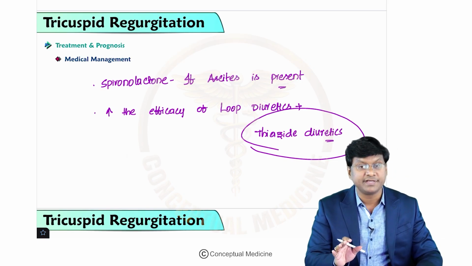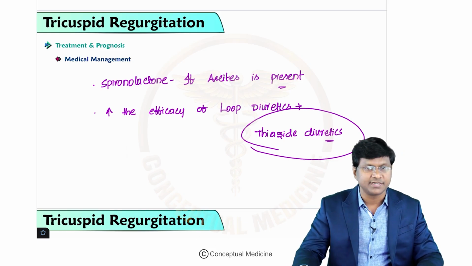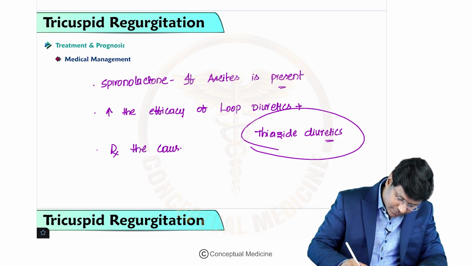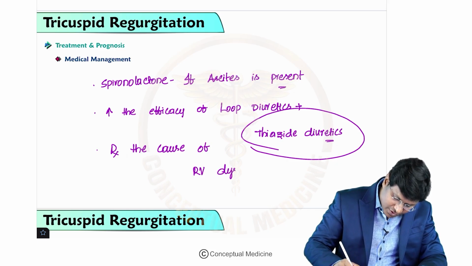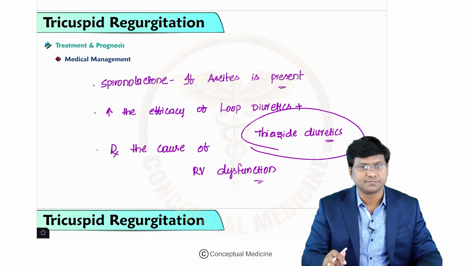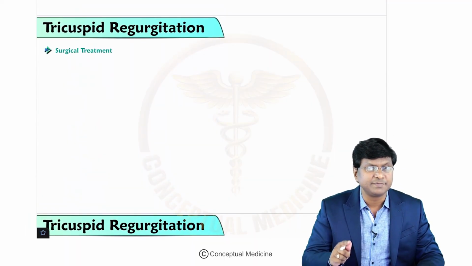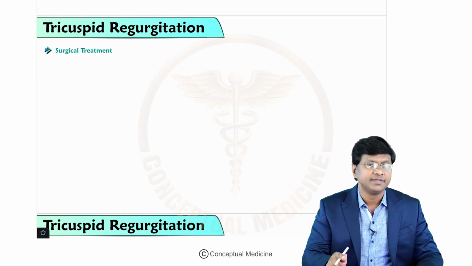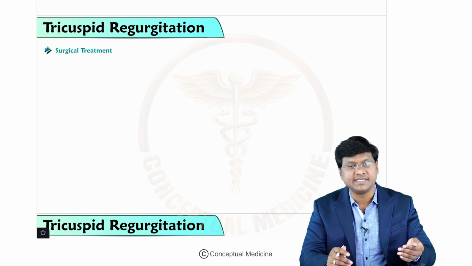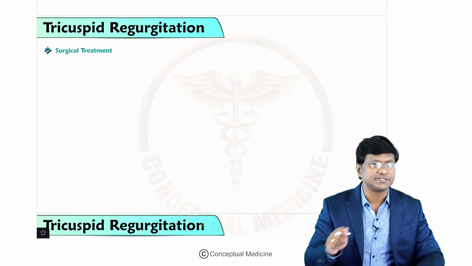Most tricuspid regurgitation is secondary. Definitive treatment usually requires elimination of the cause of the right ventricular dysfunction. So you need to treat the cause of right ventricular dysfunction, because it is the right ventricular dilatation which is causing tricuspid regurgitation. Surgical valve replacement in secondary tricuspid regurgitation is rarely, if ever, indicated until the cause of right ventricular dysfunction is resolved. If the problem is left heart disease, then treatment of the left heart issue may lower the pulmonary pressure, reduce the right ventricular size, and resolve the tricuspid regurgitation.